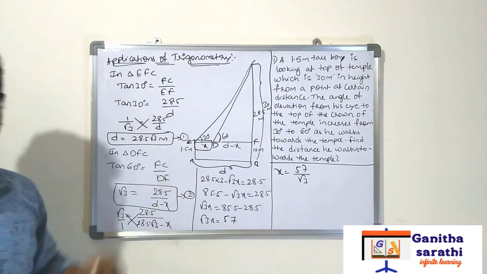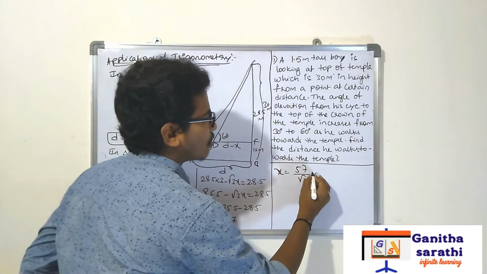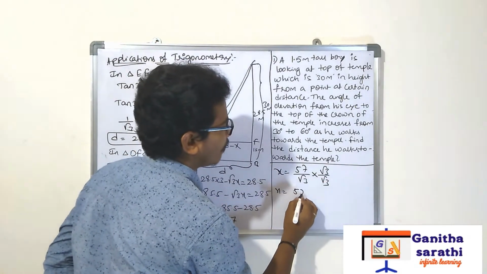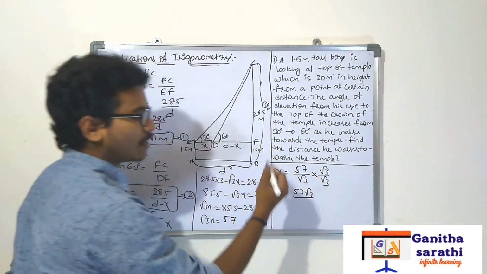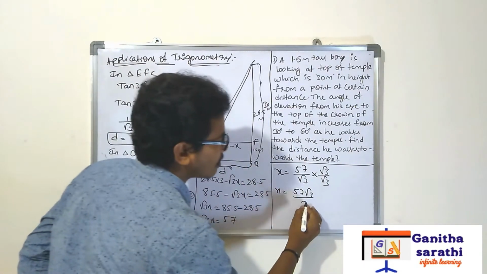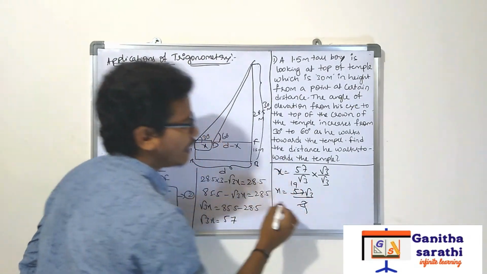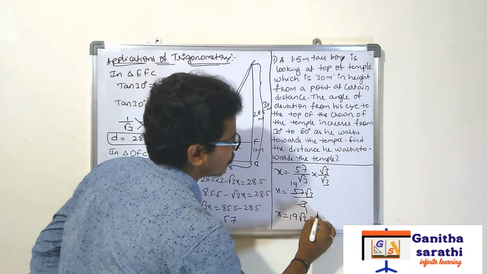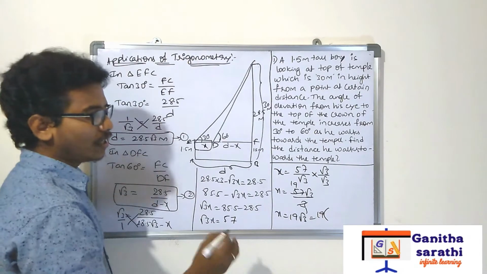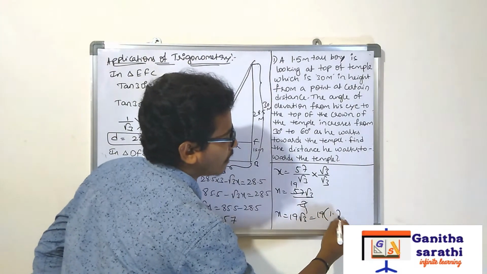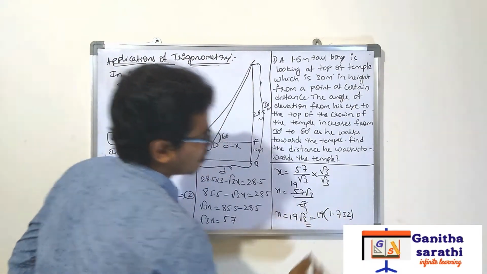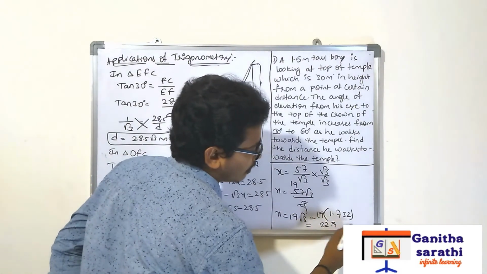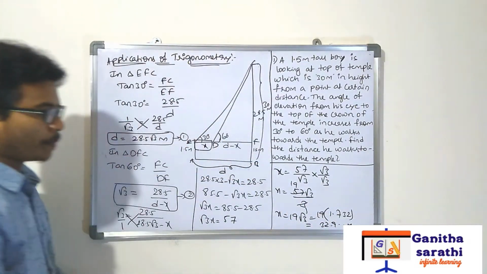Now do rationalizing factor. How will you do rationalizing factor? Into root 3 by root 3. The same process. 57 into root 3 by root 3 into root 3. Same, root 3 whole square. Root 3 whole square means 3. 3 1s are 3, 3 19s are 57. So, x is equal to 19 root 3. Again substitute root 3 value. Root 3 value is 1.732. So 19 into 1.732, you will get approximately 32.9 something, meters.